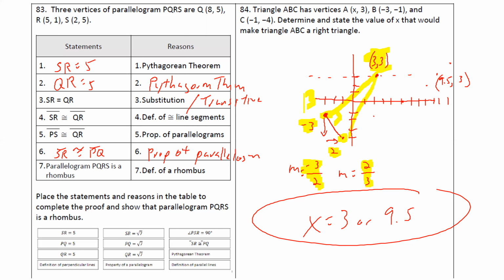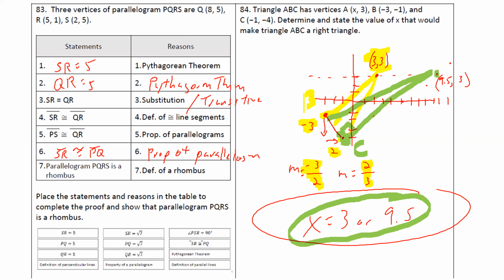But if I went the other way and went off of this angle, or this point, which is C, I could have kept going up 2/3, up 2/3, up 2/3, up 2/3 until I again hit this line at 3. It would have been way out there, but it still would have been a right triangle. So you had 2 different values of +3 or +9.5 as answers.